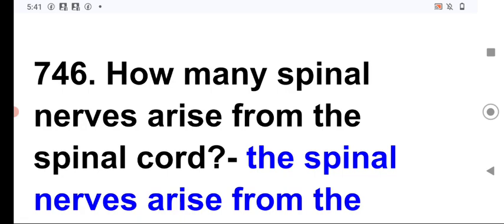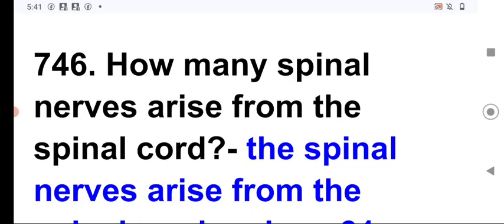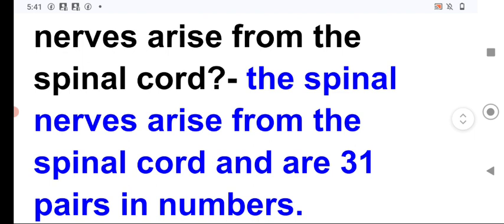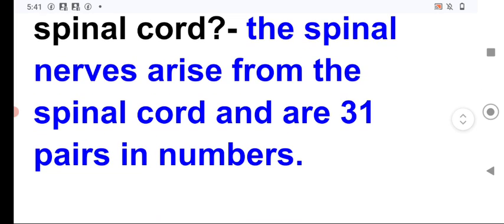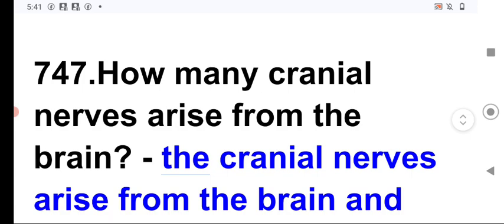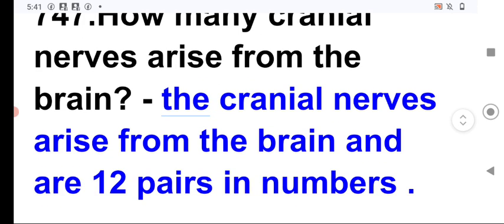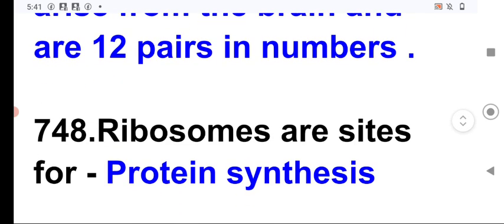Next question, how many spinal nerves arise from the spinal cord? This is 21 pairs in number. The spinal nerves arise from the spinal cord and are 21 pairs in number. How many cranial nerves arise from the brain? The cranial nerves arise from the brain and are 12 pairs in number.